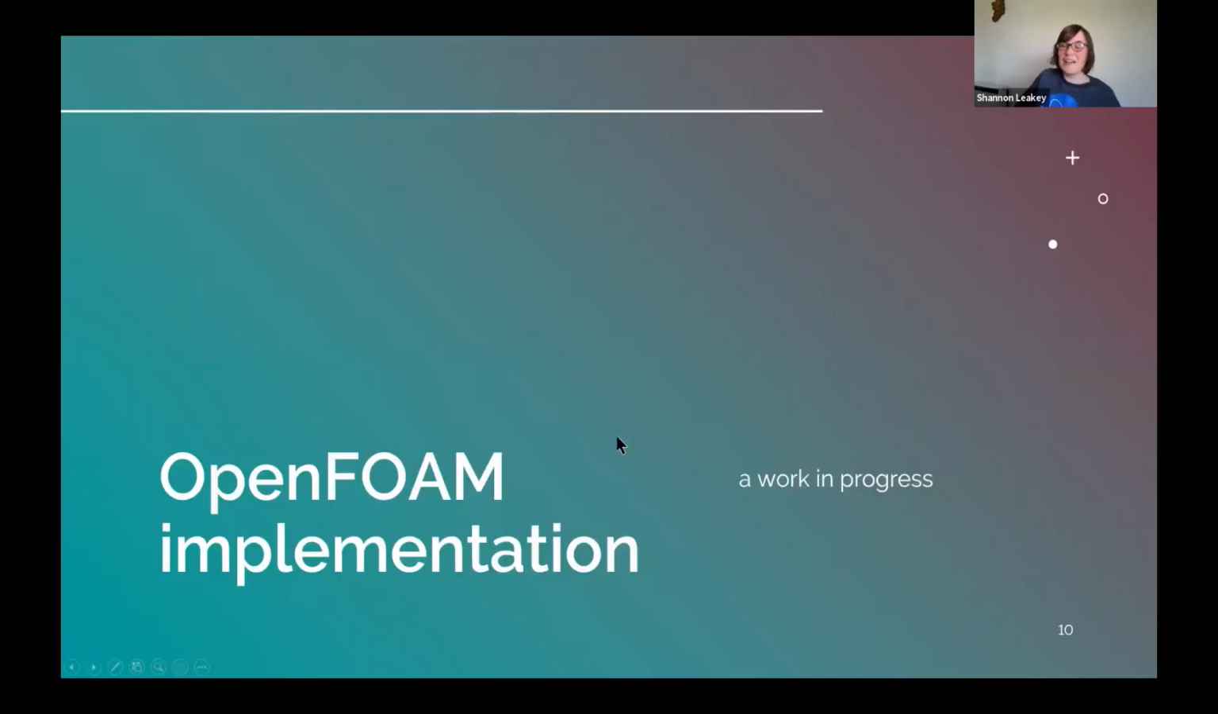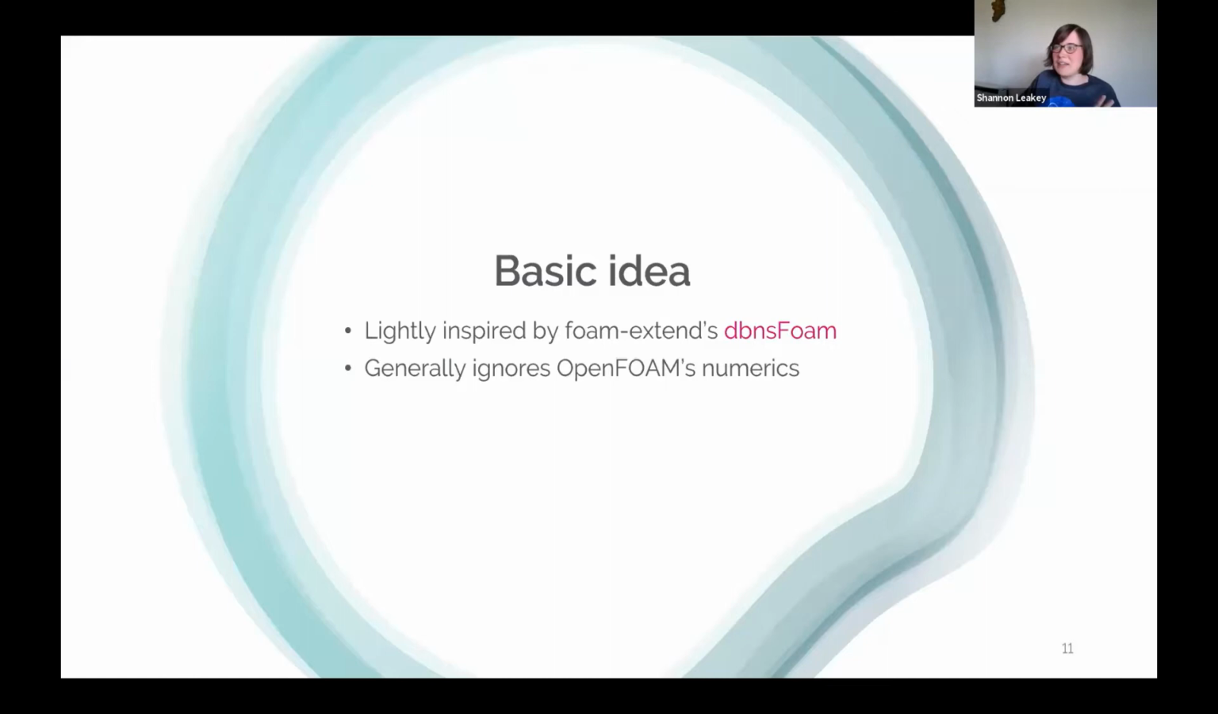So I solved my problems in Python, and I've put the solver back into OpenFOAM, which is still a work in progress. It should work for arbitrary unstructured meshes in parallel. I'm just testing a few things to try and improve it. It's inspired by foam-extend's dbnsFoam, but I wrote it from scratch, and it generally ignores the numerics in OpenFOAM, apart from one thing, which is the MUSCL reconstruction.